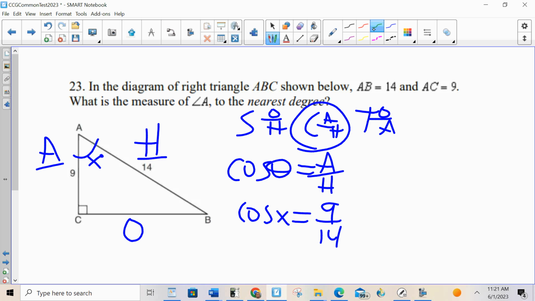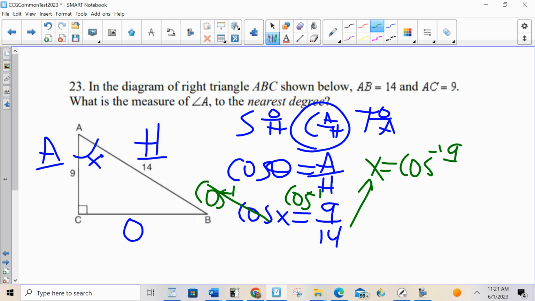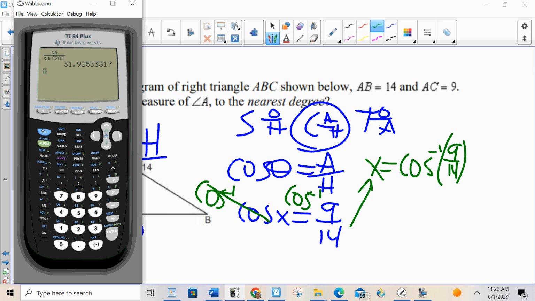Now, I want to get X by itself. X is not in the fraction, it's almost by itself, but I got this pesky cos in front of it. No, I can't divide by cos. To get rid of the cos, I do inverse cosine of both sides. That gives me inverse cosine of 9 over 14. To type in inverse cosine, I hit second cosine. Alpha y equals enter, or alpha x for those of you who are cool enough to have the colored. I got, to the nearest degree, 50 degrees.